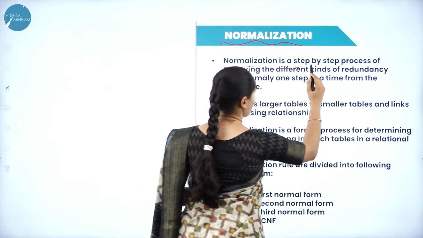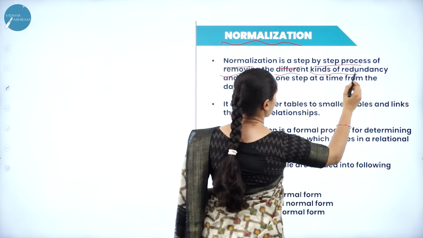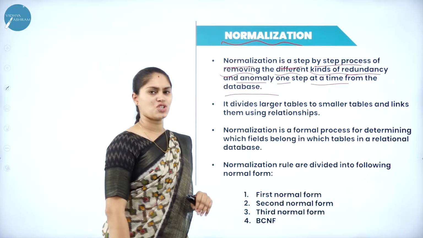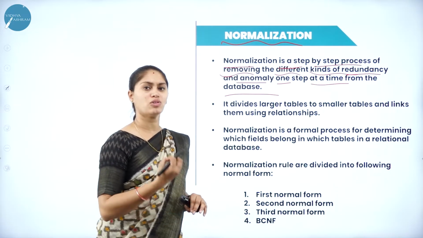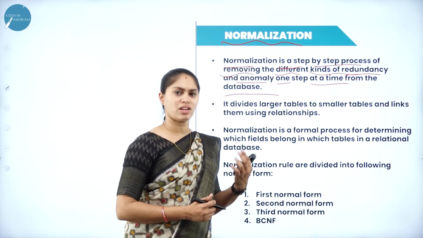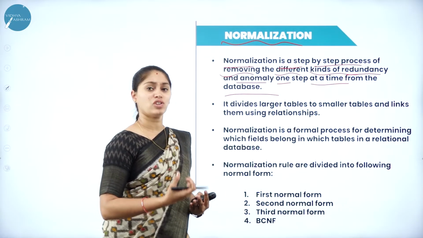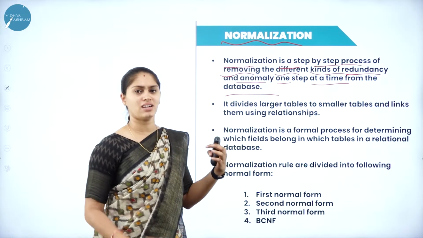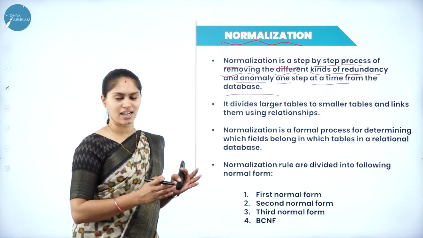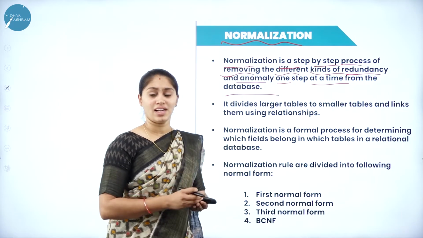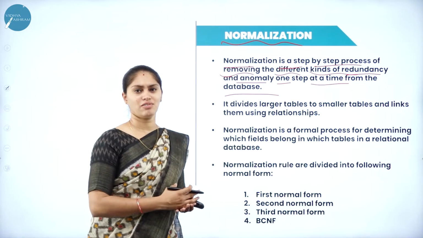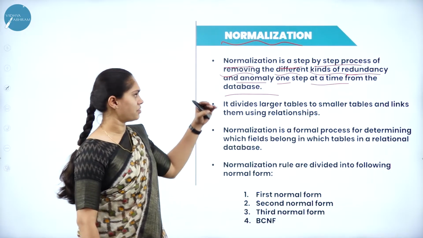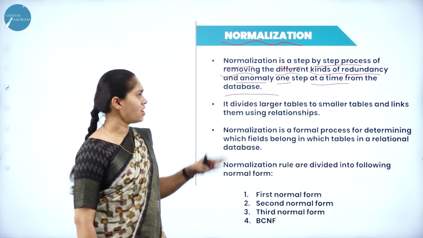Normalization is a step by step process of removing different kinds of redundancy and anomaly, one step at a time, from the database. That means if there are repetitions, or if we have the same copy twice or thrice, when we want to remove the data from the database we do it step by step. We are removing the anomalies, the confusion or ambiguity from the database. So the database has to be pure data. Whatever is important or necessary for the analysis of data should be in the database, and only that kind of data. For that we have a process called normalization.